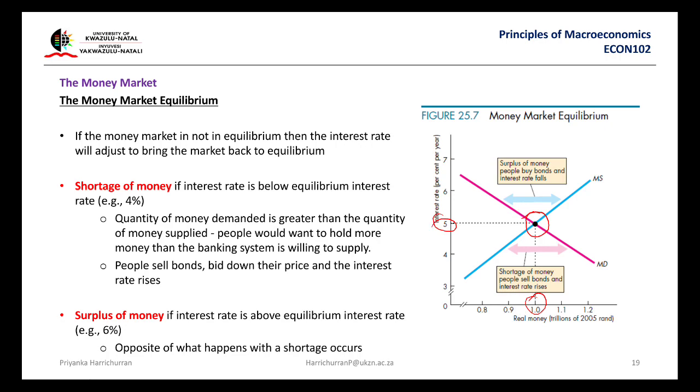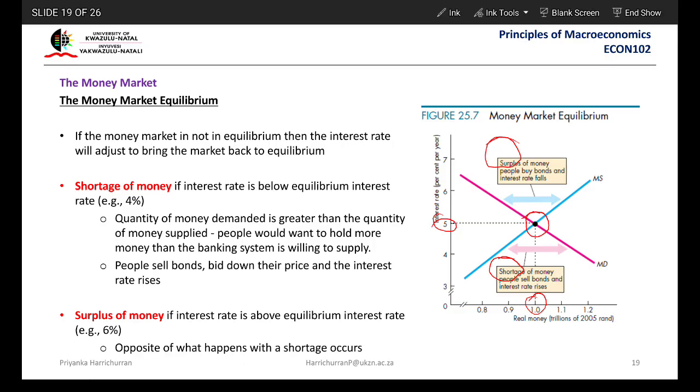Yeah, so I discussed all this, right? Surplus of money will be over here. Surplus. A shortage will be over here at the bottom. Surplus is up, shortage is down, if you need to remember it, right?